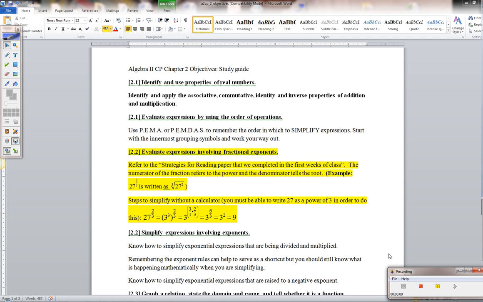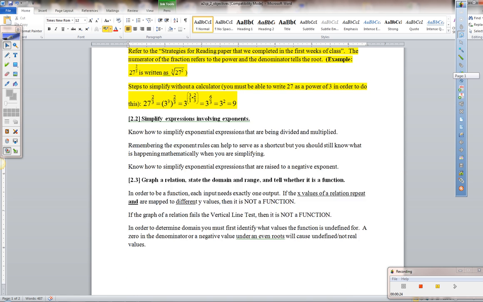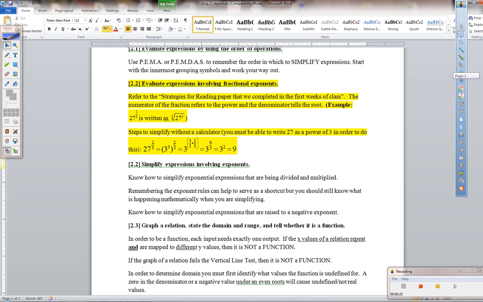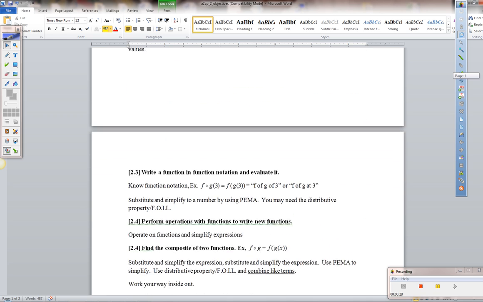Mr. Claxon's Algebra 2 students, I'm coming at you right now from the classroom to review a concept from Chapter 2, Section 2. As you can see on the study guide here, Chapter 2, Section 2, evaluate expressions involving fractional exponents. There were many people that missed this concept on the quiz, so I put it in the study guide, the entire study guide.